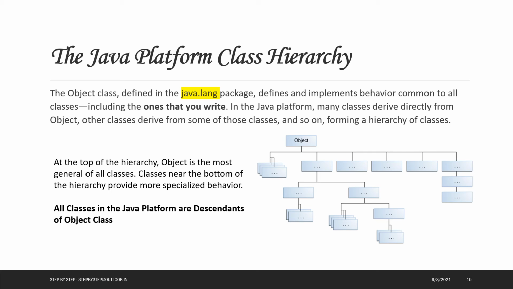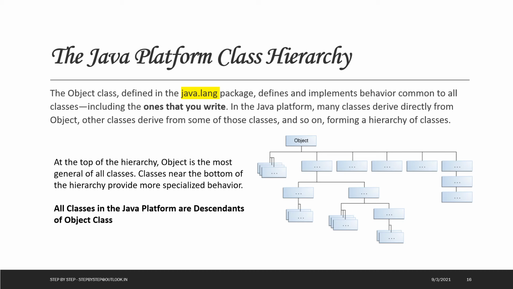In the Java platform, many classes derive directly from Object, other classes derive from some of those classes, and so on. So there will be a hierarchy, like Object at the top level. Then some classes will be derived from that Object class, then other classes will be derived from the children of the Object class, and this hierarchy will go on, as shown in the diagram.